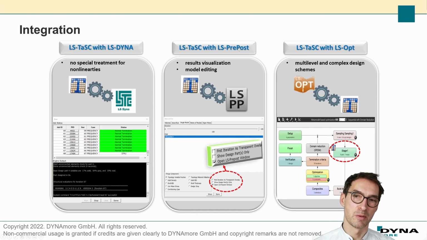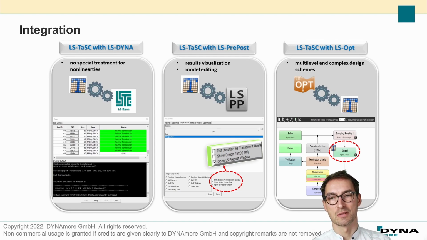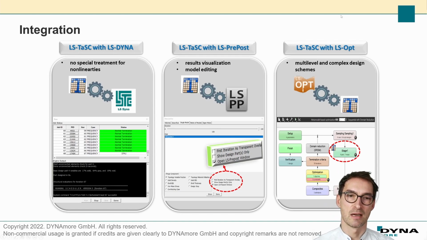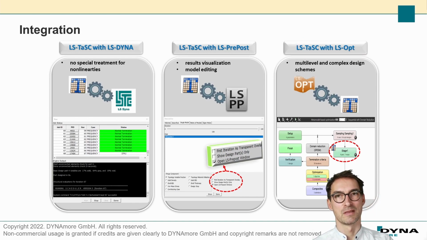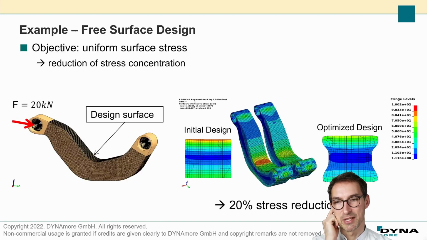LS-TaSC also works with LS-PrePost for the post-processing. There's also integration for the pre-processing. So let's say extracting results, or during the iteration, you may also take out results, take curves from LS-PrePost, and then feed them back into LS-TaSC. And also LS-TaSC and LS-OPT work together, so we can perform topology optimization together with parameter optimization. Okay, let's move on to some application examples.